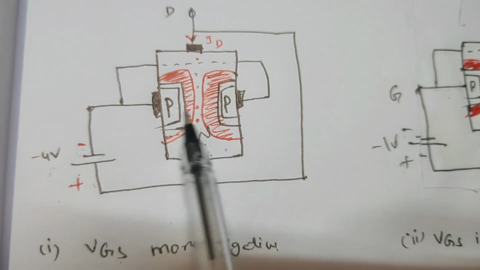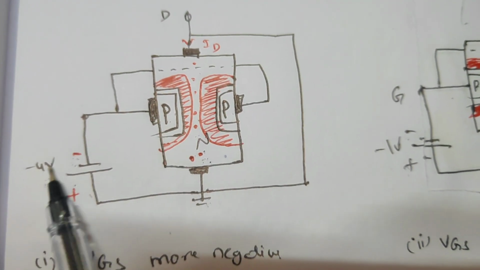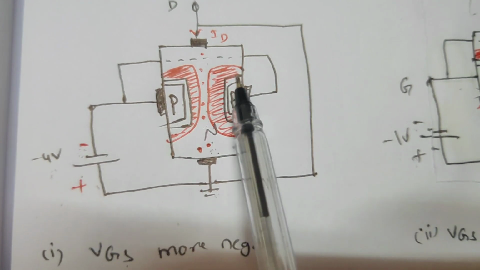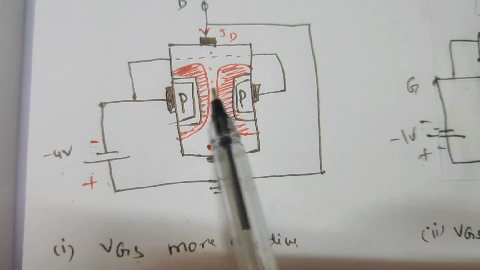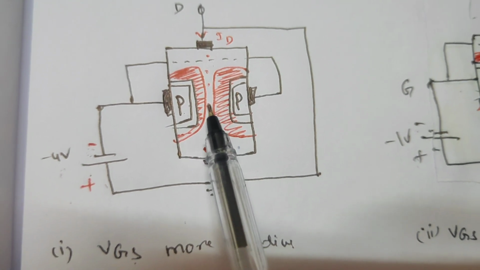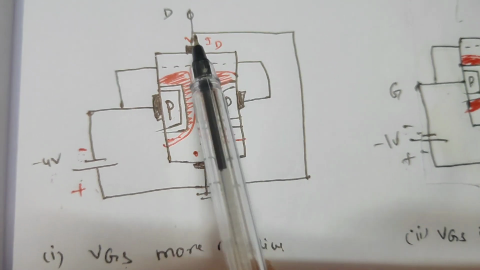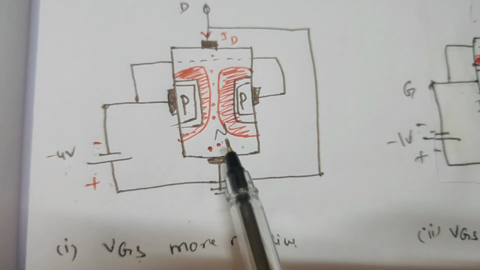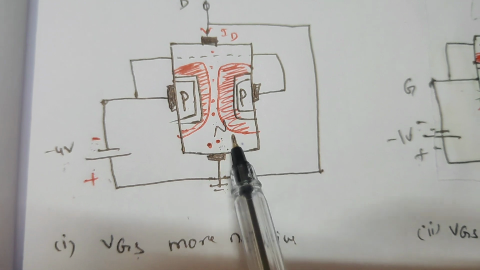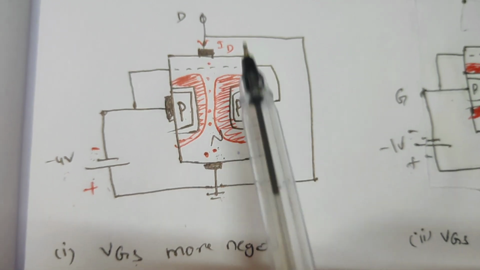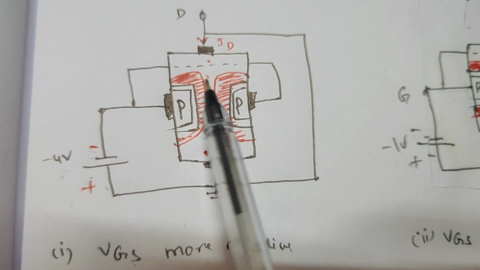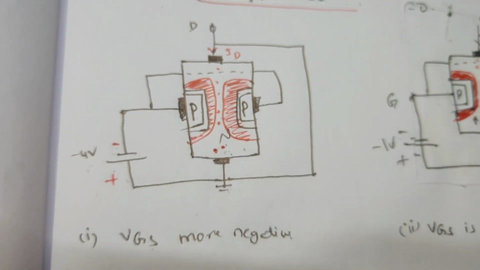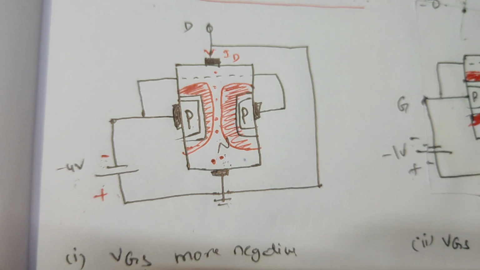the junction gets reverse biased. The width of the depletion region increases. As the width of the depletion region increases, the channel width becomes very narrow. As the drain to source is grounded here, the negative charge particles, the majority charge carriers, electrons, will flow from the source to the drain through this narrow channel. So the conventional current generated is very small compared to the other cases.